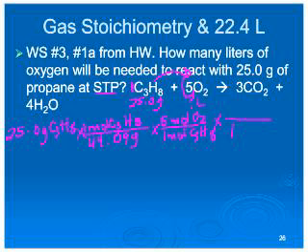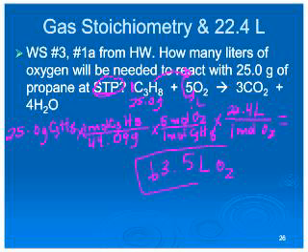Now, here comes the easiest part. 1 mole of oxygen gas is 22.4 liters. That's where that STP came in, and what we wanted to find was volume in liters. So we go 25 divided by 44 times 5 times 22.4 liters, and that gives us a total of 63.5 liters of oxygen gas. Beautiful thing.